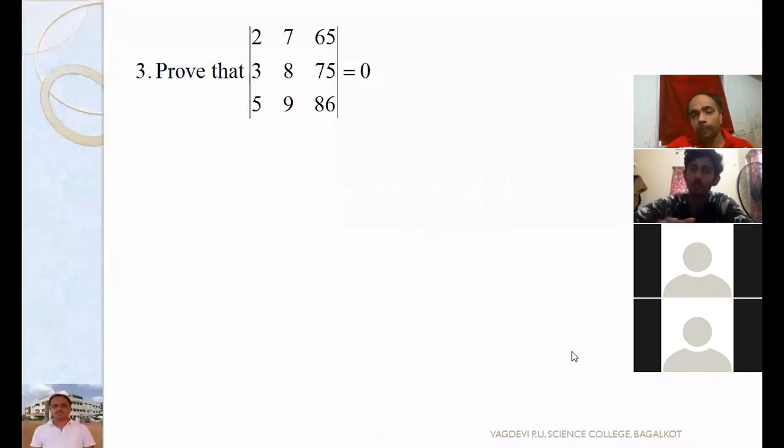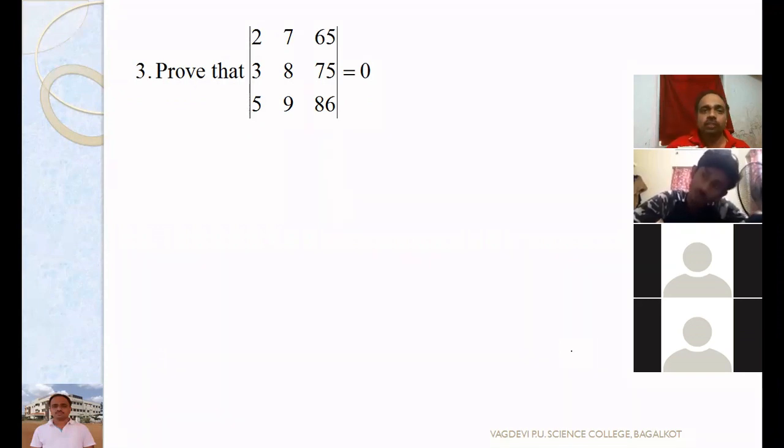Question number 3. Prove that determinant 2, 7, 65, 3, 8, 75, 5, 9, 86. This is very interesting. Let me see who will do this. It has to be 0. I will not solve this.